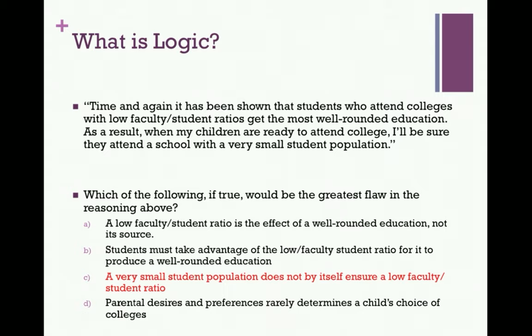What this argument seems to be assuming is that if you have a small student population, you'll have a lower faculty to student ratio, but that's just not true at all. Let's say you had a school that only had 500 students, but they only had 2 professors. Then you'd have a very high student to faculty ratio. And so this is the mistake that this argument is making. It's assuming that, just because the student population is low, you would have a much lower student to faculty ratio, and that's no guarantee of this.